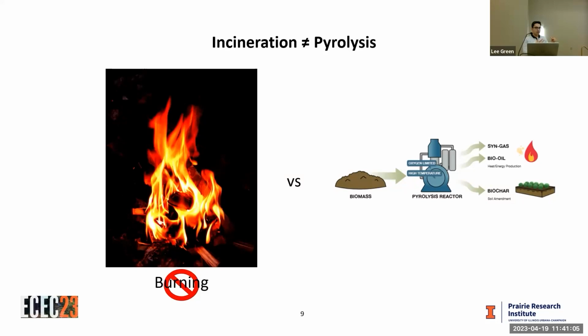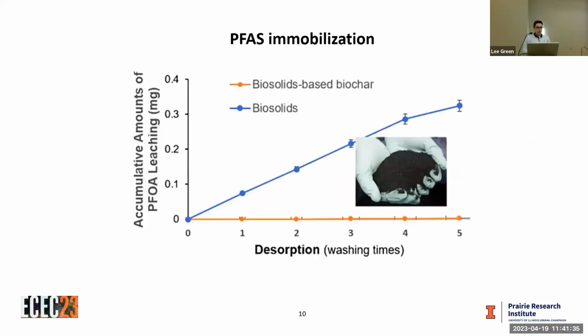So what is happening in our low temperature pyrolysis is that during the carbonization, we are entrapping the PFAS in the char. At the same time, we are carbonizing microplastics, and we are killing all the pathogens. Around 450 Celsius is a good temperature to obtain that. So now we tested in the lab our biosolids-based biochar compared to the raw biosolids.